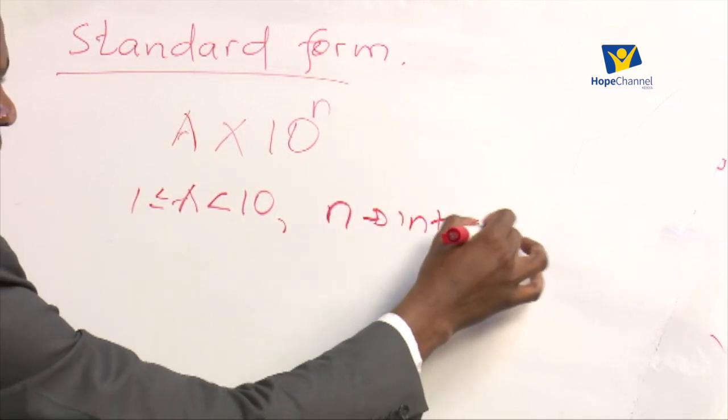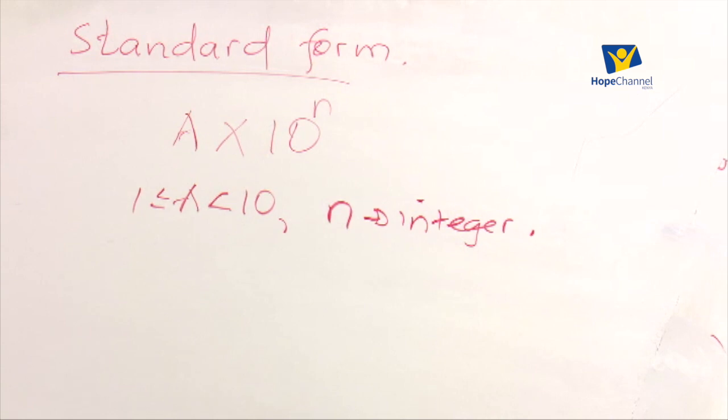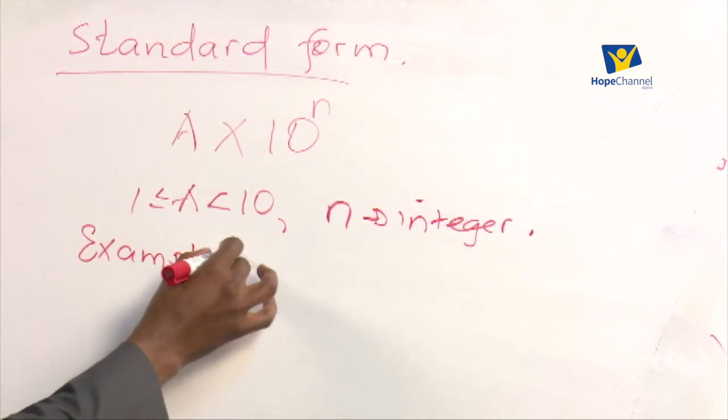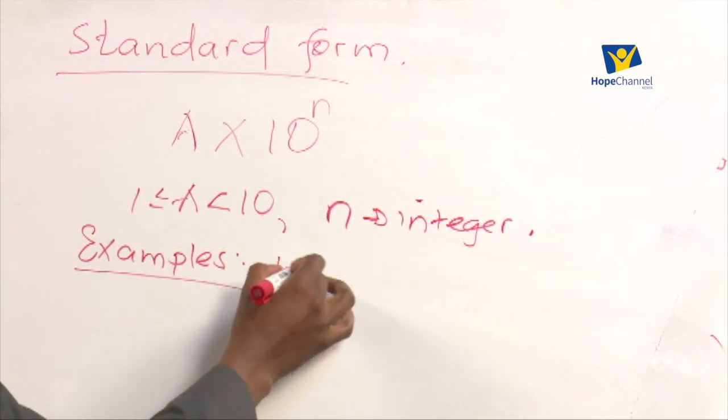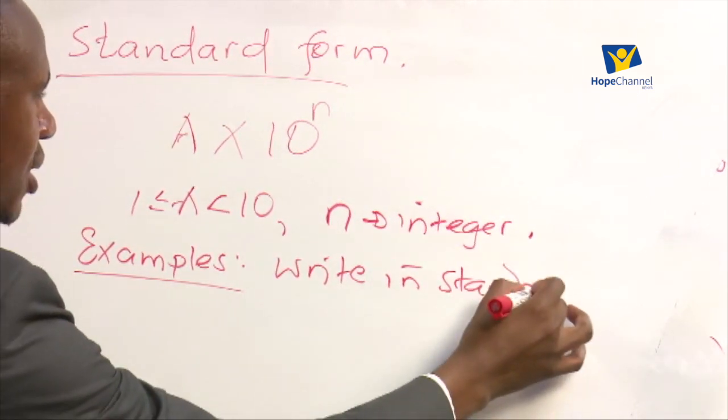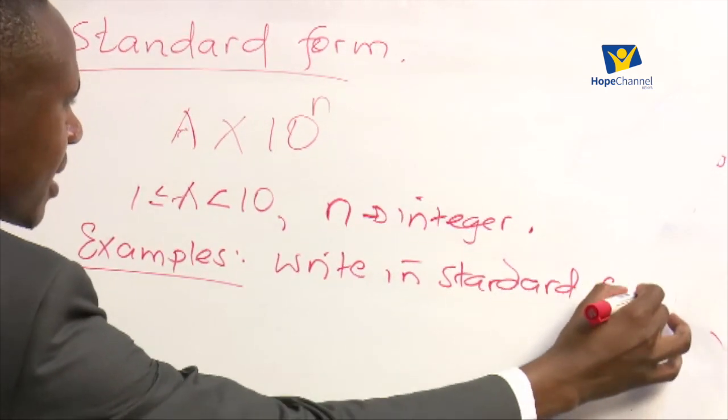If that is the case, the number is said to be in standard form. I want us to consider these examples, so we write these numbers in standard form. Write in standard form. So we shall have 4 examples.